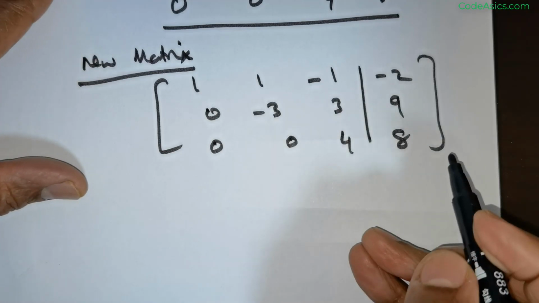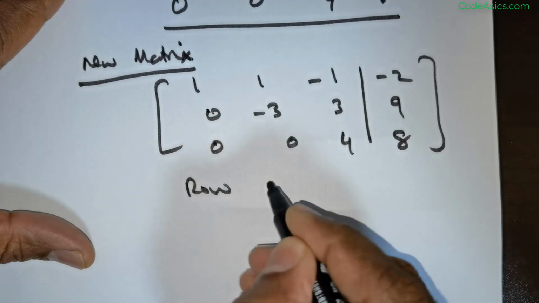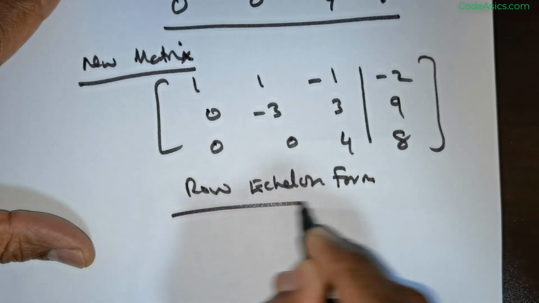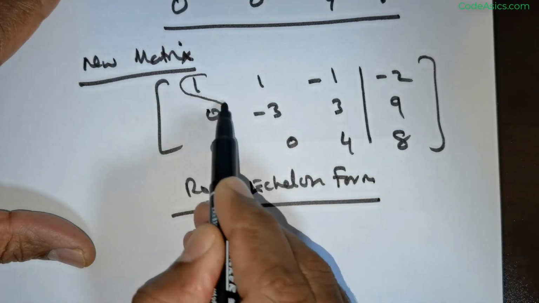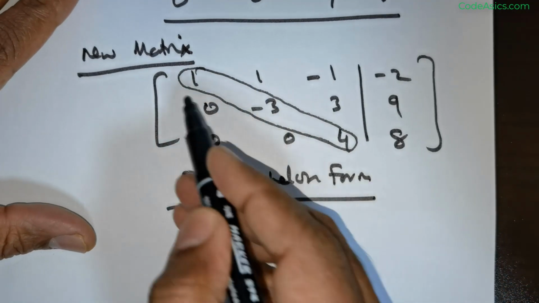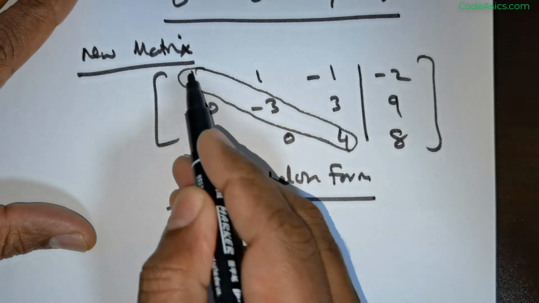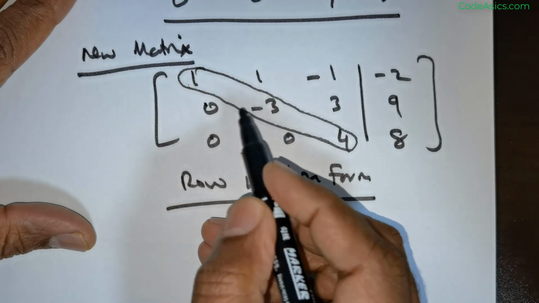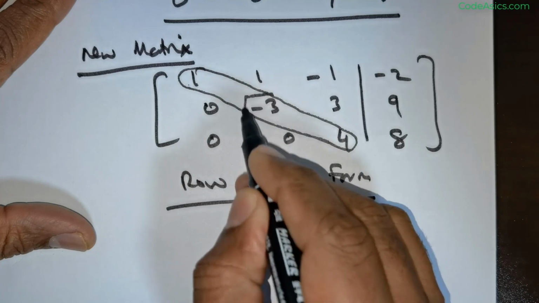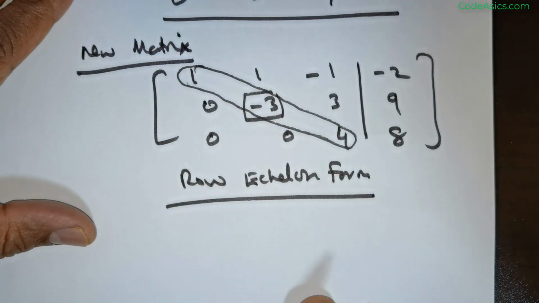Now the problem is not over, because we need to achieve what is called the row echelon form. In the row echelon form, the main diagonal elements should all be 1s. So we don't have to do anything with the first row, first column element, but we need to actually do something with the second row, second column element.